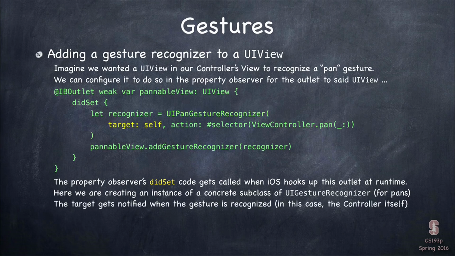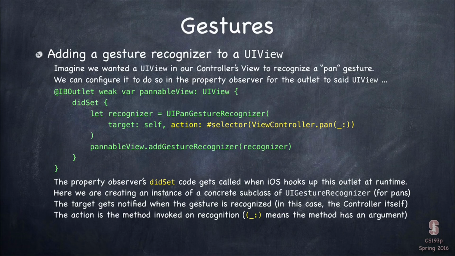The first is who is going to handle this gesture when I recognize it. So this pan gesture recognizer is saying, if I recognize a pan, who's going to handle it for me? And the answer is self, so that's the controller, because it's an outlet in the controller. The target self means the controller is going to handle this pan itself. The second argument here is what method do you want me to invoke in self when this gets recognized?